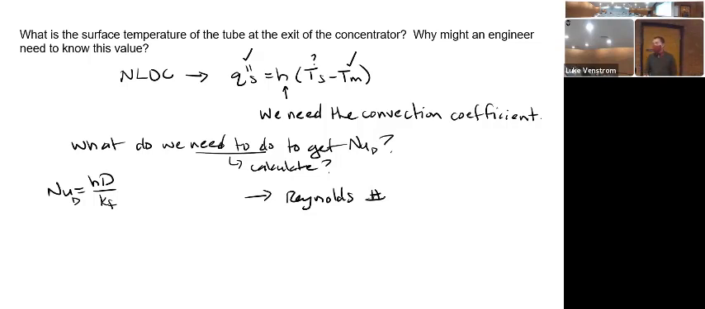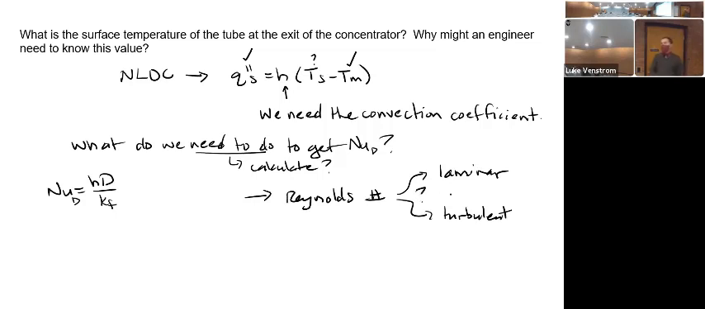It tells us something about the nature of the flow. So the Reynolds number is going to allow us to say, am I laminar or am I turbulent? And probably knowing which one you are in the tube is going to be important for the convection, and thus important for h, right? Okay, so calculating the Reynolds number is going to be important.